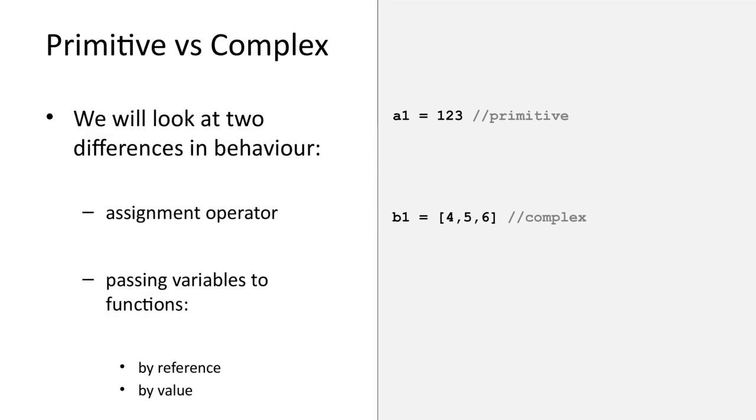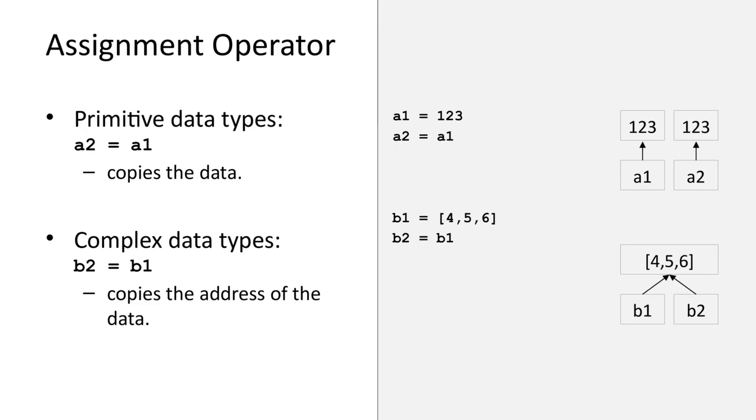Now let's look at 2 specific behaviors that differ for primitive and complex data types. They are the assignment operator and passing variables. Let's look at these 2 examples.